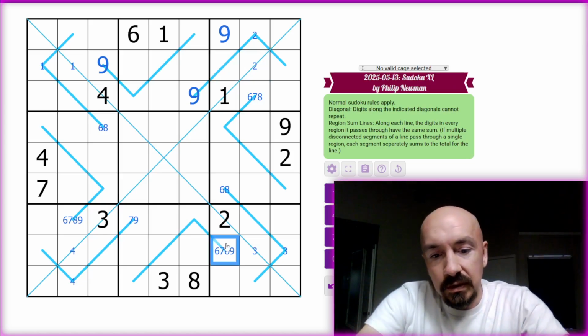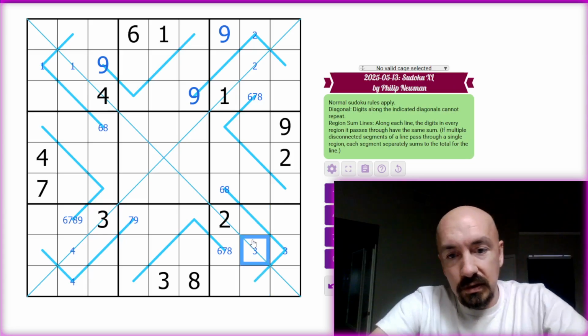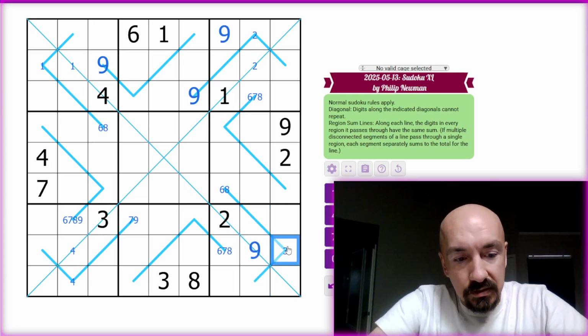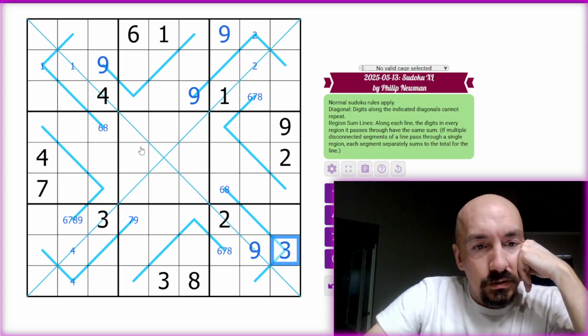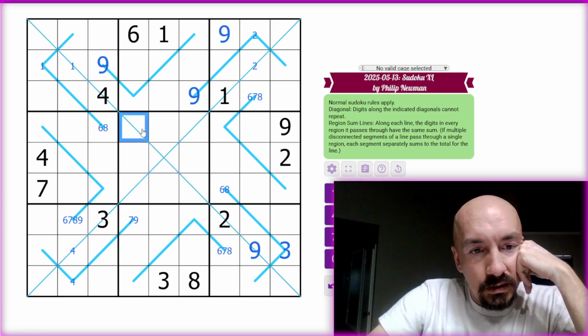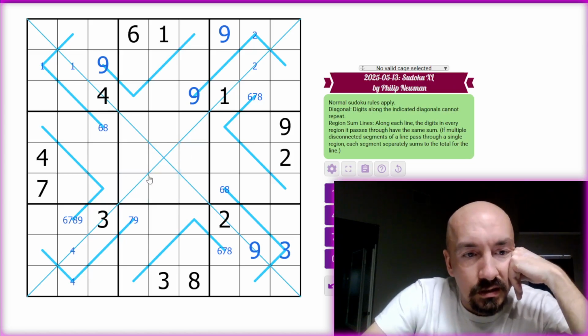So then this cannot be a 9. And we need a 9 in this box. So it can't be here, can't be here, and it can't be on a region sum. So this is the 9, which places this as a 3. All right, so then we know this. These cannot be 9s. This cannot be a 9 or this. So 9 is going to be here. Nothing. That's not enough right now.